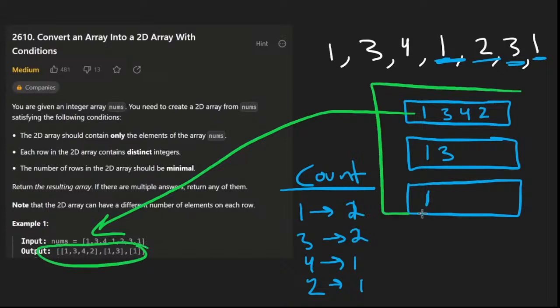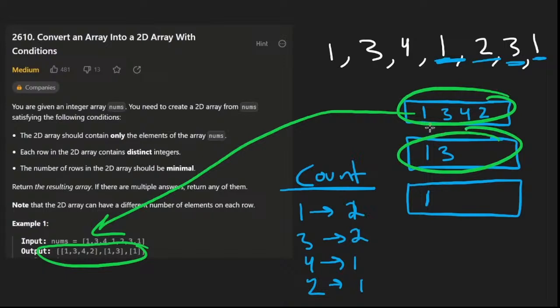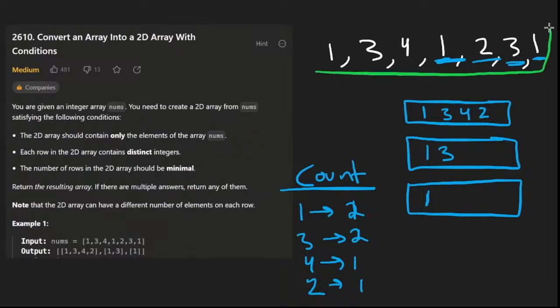So this is going to be our 2D matrix. Notice that every row doesn't have to be the same length. So it's not actually a matrix, it's a 2D array. Sorry about that. In terms of time complexity, clearly we only have to iterate over the input once.